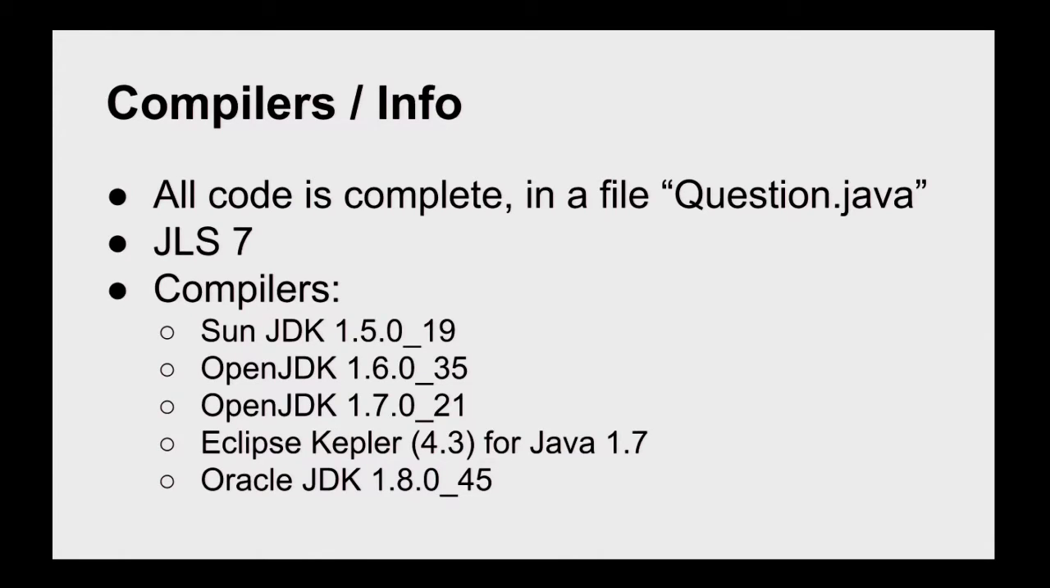For references, sometimes I'll make reference to the Java language spec. All these are for the JLS 7. I think that the references, they try to keep the numbers the same between most of them, but just in case. And also, this behavior is not kind of like weird corner case behavior that only exists in, you know, some of the time. I tested this on all these compilers that I listed, so all the way back to the Sun JDK for Java 5, through OpenJDK 1.6, 1.7, the Eclipse incremental compiler, as well as the latest Oracle JDK 1.8. So this is not weird behavior, this is how Java actually is, and has been for a long time.